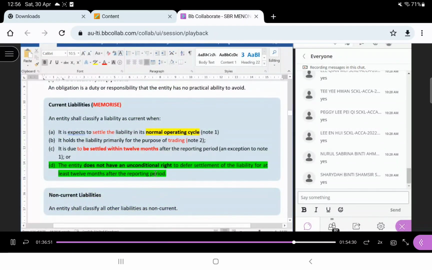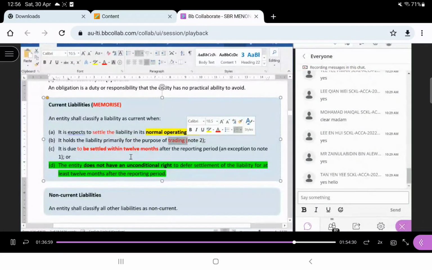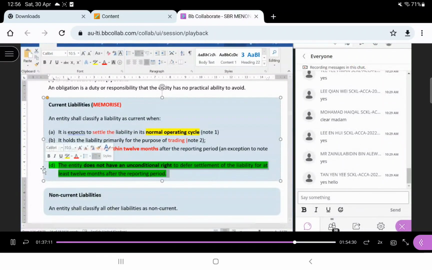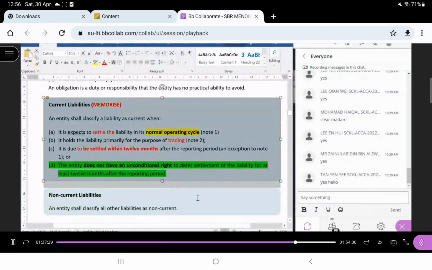Next, held for trading. Of course, every time we buy and sell short term. Normally it is to be settled within 12 months, but the emphasis is on part B. If I'm not mistaken, I did this last week. Am I right? I'm waiting for a reply. Have I done it or not yet done it? I think this part I didn't do. Let me finish it. Anyway, we're almost done.